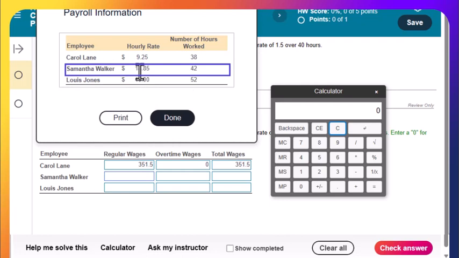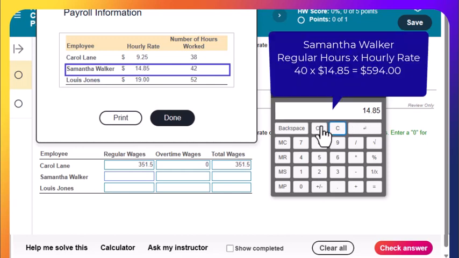Her hourly rate is $14.85 and she has worked 42 hours, so definitely over 40 hours, which will mean we'll be calculating overtime wages here for her. So let's go ahead and start by inputting her regular wages. So we'll take $14.85, multiplied that by the first 40 hours she worked, for a total of $594. You can go ahead and click in the cell and hit the enter key here in order to populate that, or manually input.